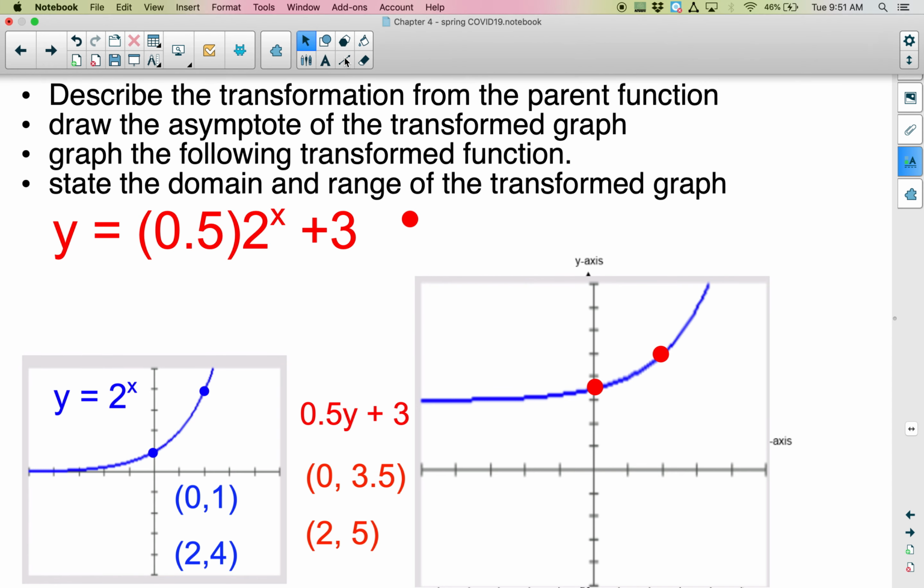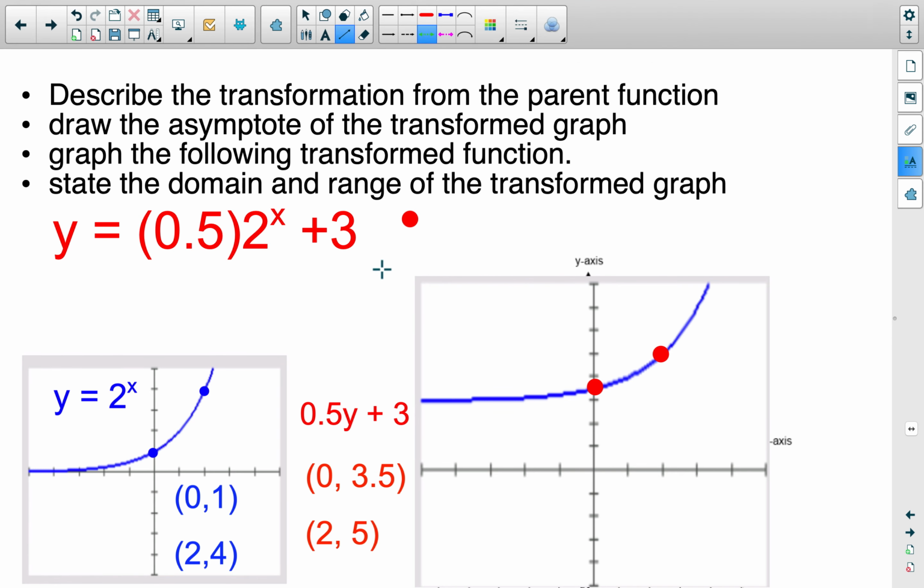And you should have hopefully thought about your asymptote. Since it's a vertical shift up 3, you should have that asymptote at y = 3. The domain is all real numbers again. The range is everything above 3, so y is greater than 3, or 3 to infinity with parentheses. So hopefully you are wrapping your head around how these graphs work.